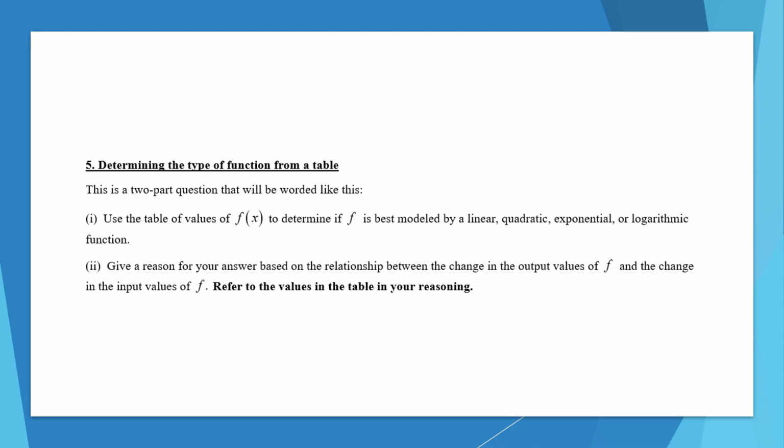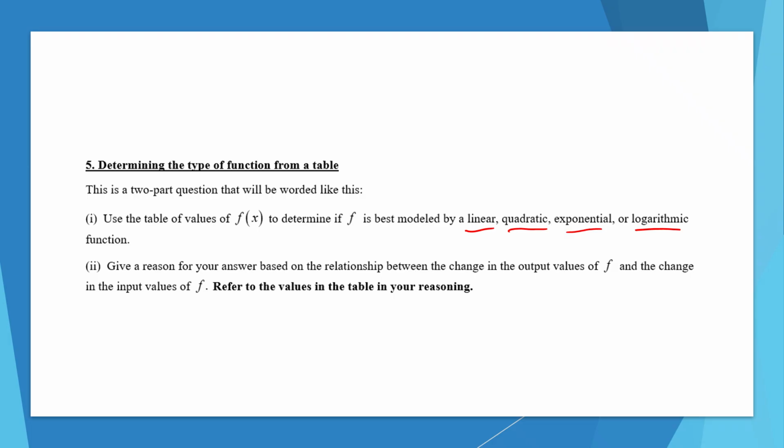So this is like those cookie cutter statements that you kind of need to memorize all the way from the very first lesson that we did. So it will be worded like this. Use the table of values to determine which one of these four. So it will always have those same four options. It is basically what type of function the table is.